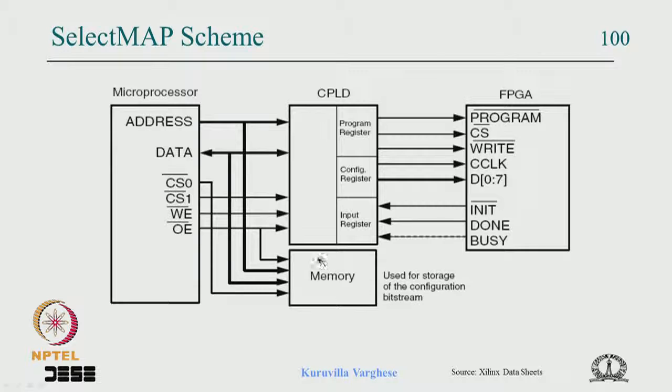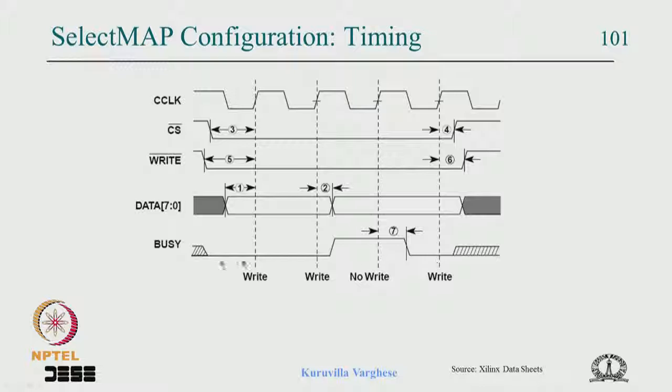That can be done, but it can be very slow sometimes when you use a parallel port in a CPU, because you have to address each port, you have to use the port for clocking, which can be very slow sometimes, okay. And that shows the timing, like every clock edge the data is coming, chip select and write bar is low. And any time the FPGA is not ready to accept the data, it will indicate the busy signal.